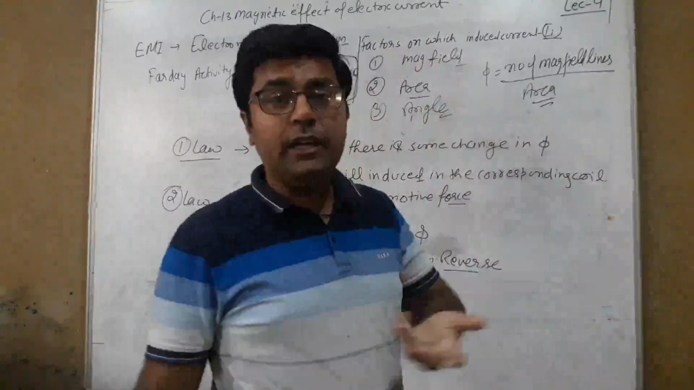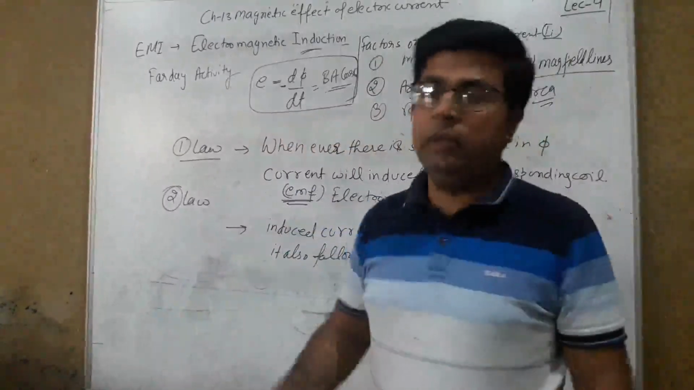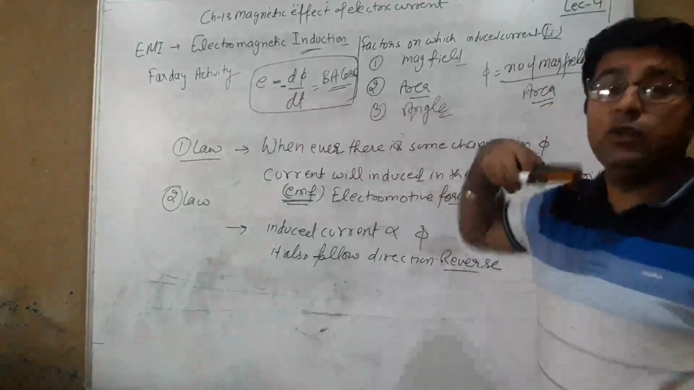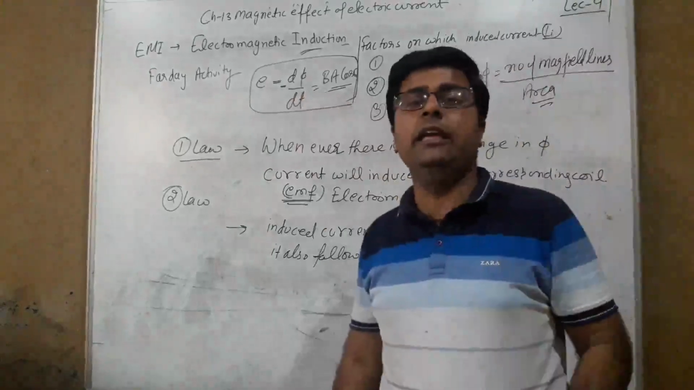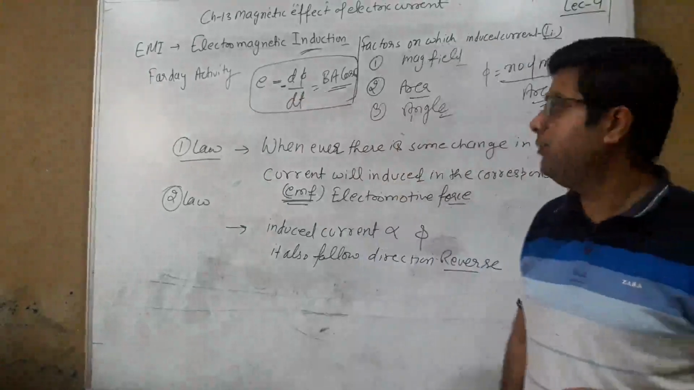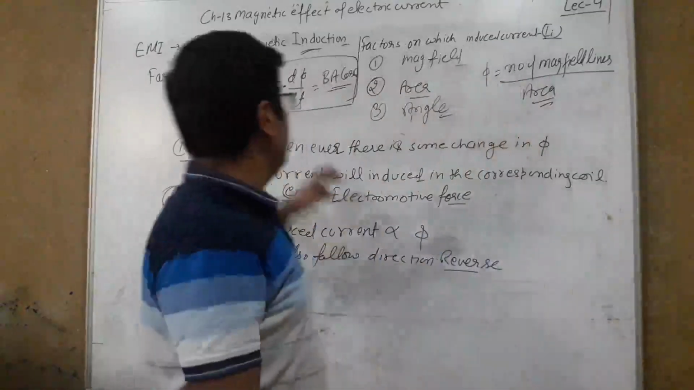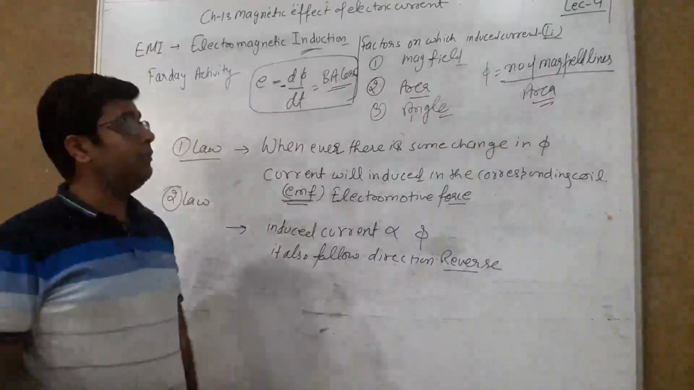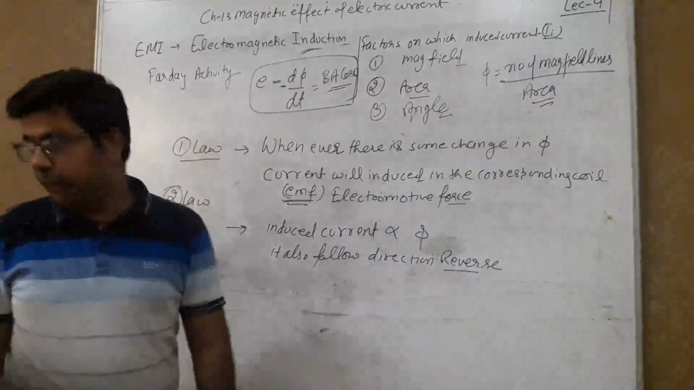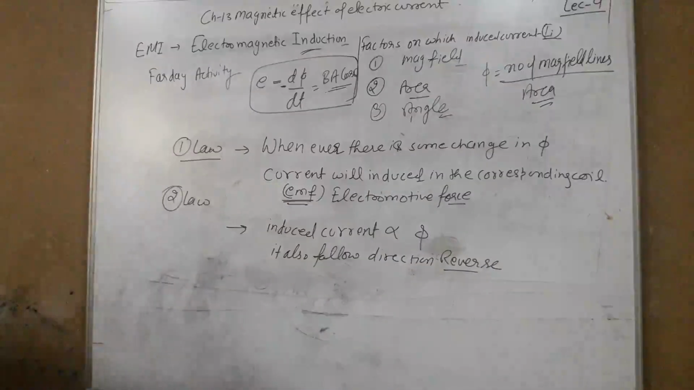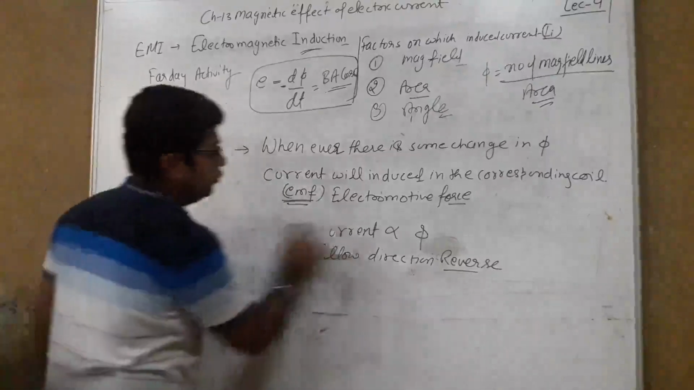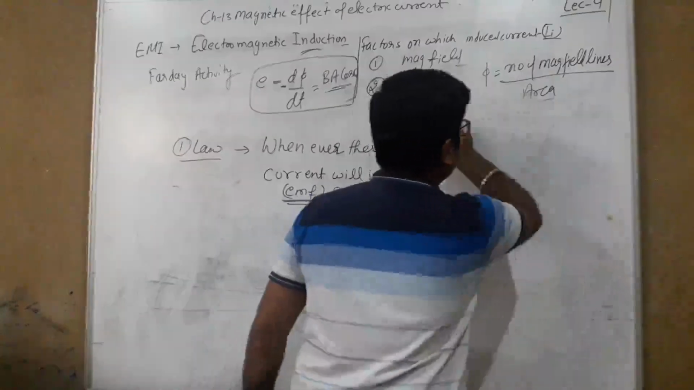The more area we take, the more the EMF will be. And the angle, which angle? Between the magnetic field and the area. This is about Faraday's laws and the factors on which the EMF, or the induced current, depends. Note it down so that we can move to the next. Next is Fleming's right hand rule.